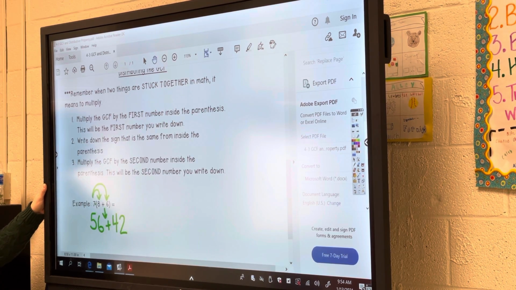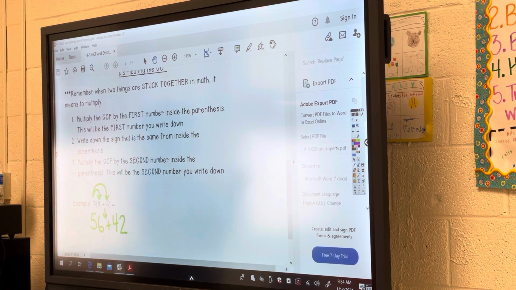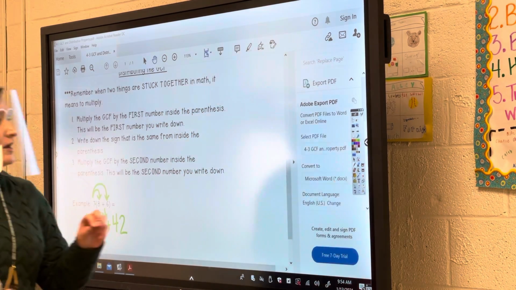Pretty easy, right? Once you get the ladder method down, figuring out the distributive property is way easier, okay? Because it's just the 2 numbers that are left at the bottom, all right? So, we are going to practice.